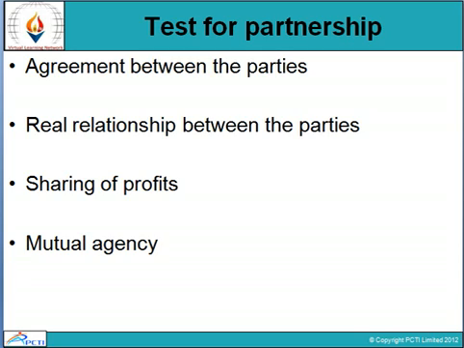According to Section 6 of the Act, in determining whether a group of persons is or is not a firm, regard shall be had to the real relation between the parties as shown by all relevant facts taken together. Test of partnership includes agreement between the parties, real relationship between the parties, sharing of profit, and the last one is mutual agency.